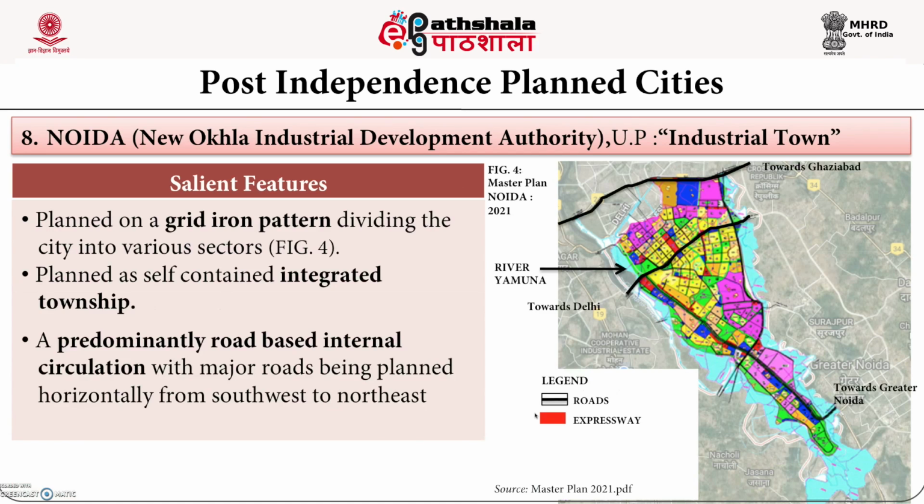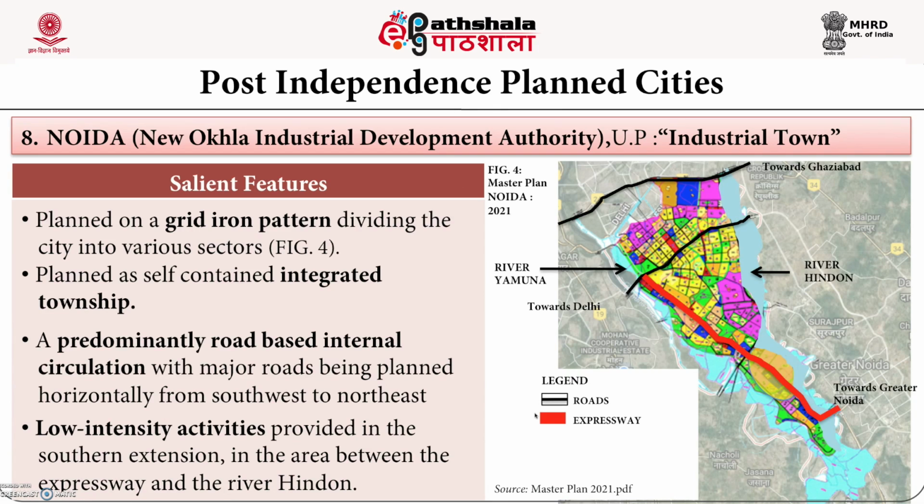As you can see, there is this expressway which is planned from Delhi towards Greater Noida, and the river Yamuna, the river Hindon, all are shown in the map. And the low intensity of activities are provided in the southern extension in the area between the expressway and the river Hindon. The expressway is shown here.